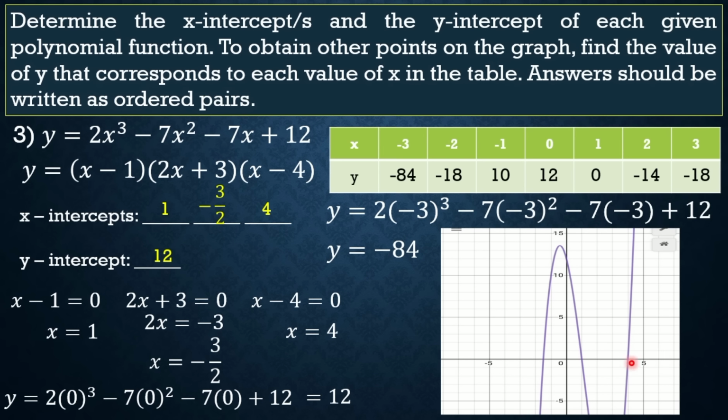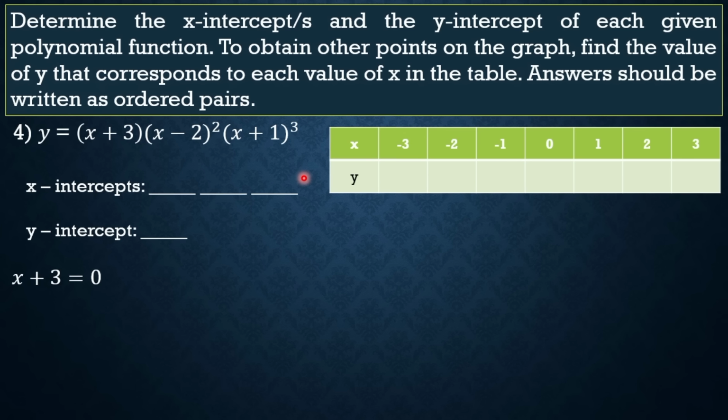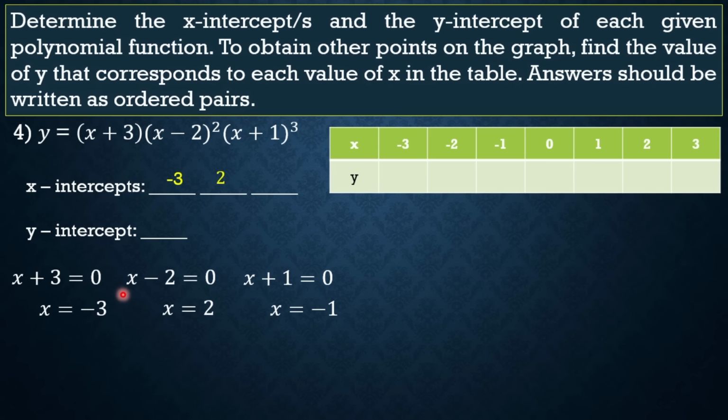Okay, next. Another example, we have y is equal to x plus 3 times x minus 2 squared times x plus 1 cubed. Okay, so ganun lang din ang gagawin. Since naka-factor na siya, equate na lang natin kay 0. So, x plus 3 equal to 0, x is equal to negative 3. So, next is x minus 2 equal to 0, so x is equal to 2. And then, x plus 1 equal to 0. So, that is x equal to negative 1.